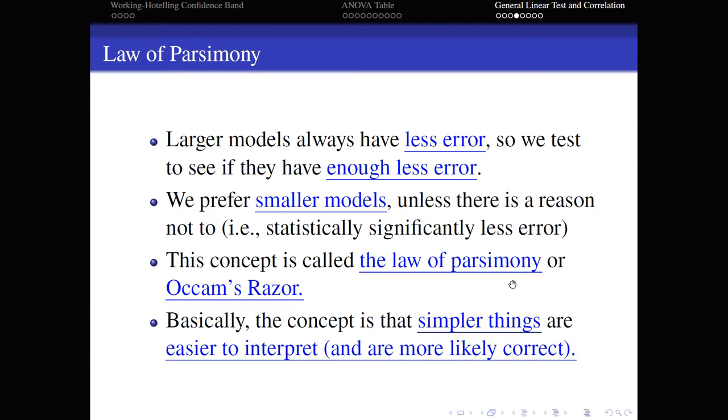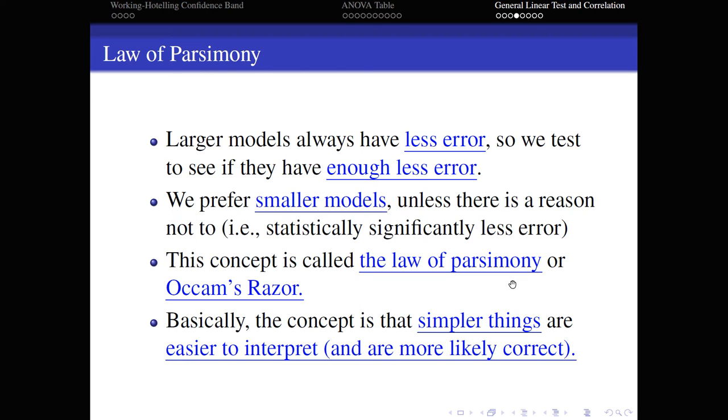If we have statistical significance, then we would go with the larger model. If we don't have statistical significance, then we would go with the smaller model. So that's what we're looking for. And again, the reason we would go with the smaller model unless we have a statistically significant difference is because we tend to prefer smaller models, especially if the smaller model does just as good of a job as the larger model.